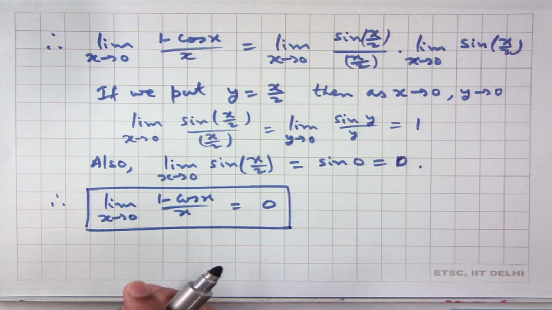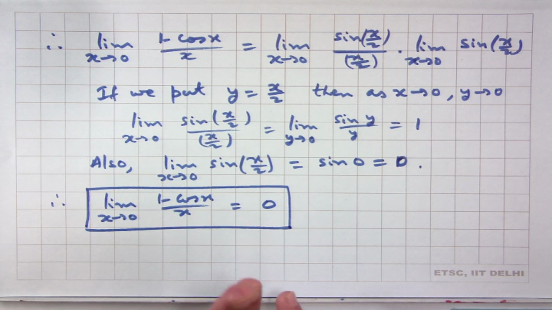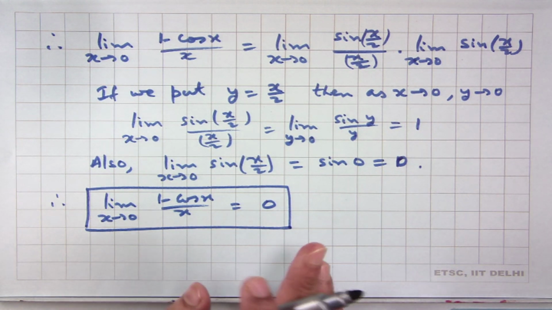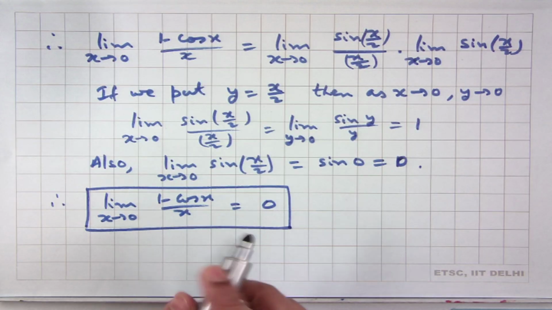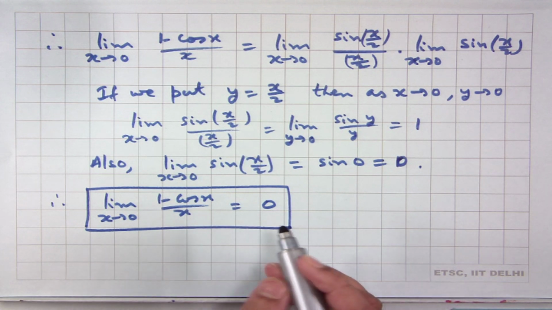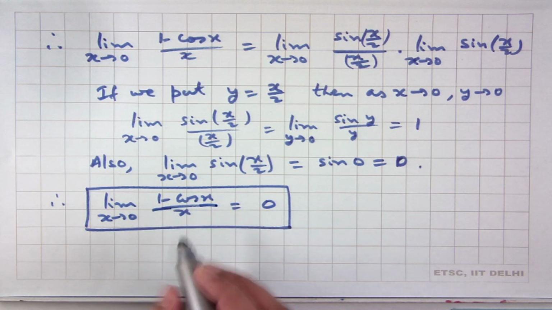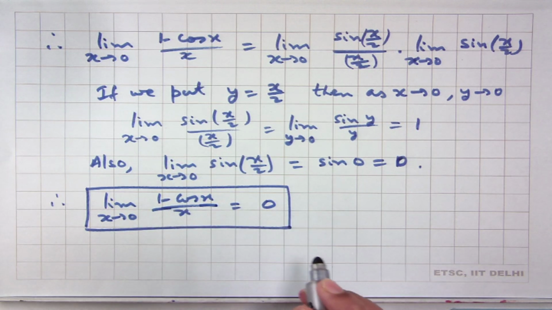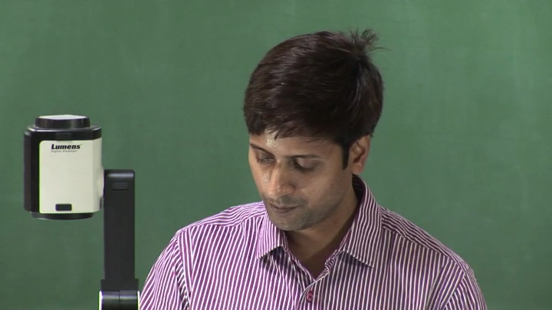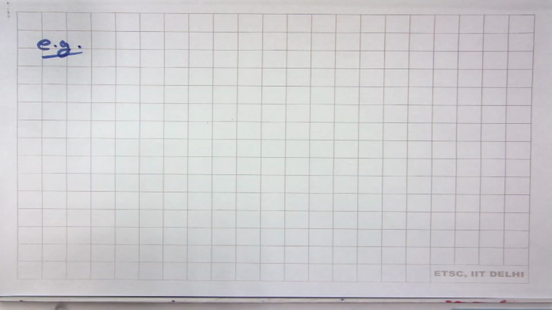So, we saw three limits in terms of trigonometric functions. One is sin x by x, the limit as x goes to 0 is 1, and using that, the limit of tan x by x at 0 is also 1, and the limit of (1 minus cos x) by x is equal to 0. Now, some other examples using these formulas.